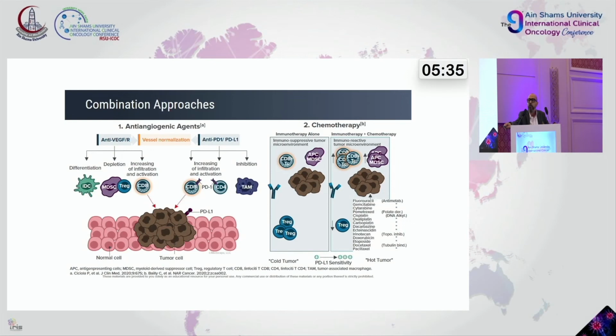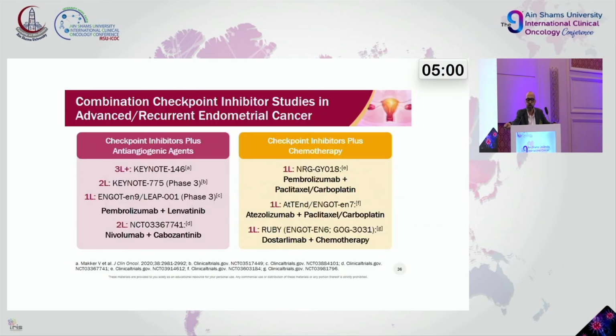Here we are talking about the rationale for combining anti-VEGF and anti-PD-L1 and also adding chemotherapy. Anti-VEGF leads to differentiation of dendritic cells, depletion of myeloid-derived suppressor cells, and increased infiltration and activation of CD8, while anti-PD-L1 leads to increased infiltration of CD8 and CD4 and inhibition of tumor-associated macrophages. The microenvironment without chemotherapy is immunosuppressive, while adding chemotherapy leads to an immune-reactive tumor microenvironment.